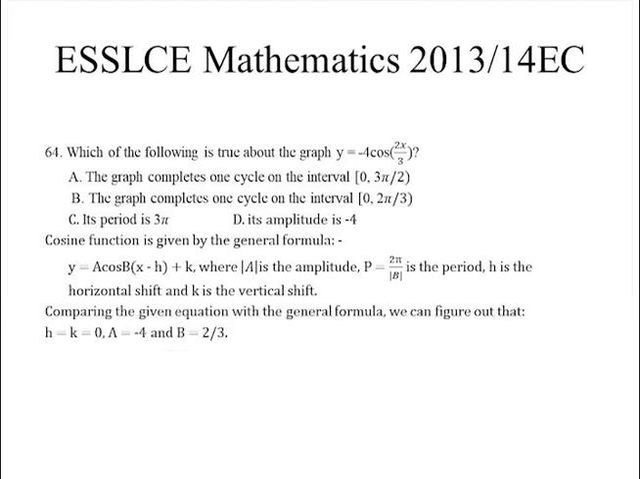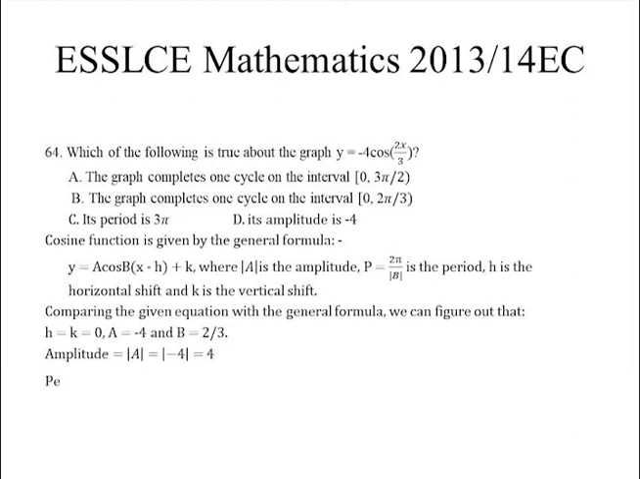Comparing the given equation with the general formula, we can figure out the following. h is equal to k is equal to 0, a is equal to negative 4, and b is equal to 2 over 3. Thus, the amplitude, which is equal to the absolute value of a, is equal to the absolute value of negative 4. The absolute value of negative 4 is simply 4, meaning choice D is not true.